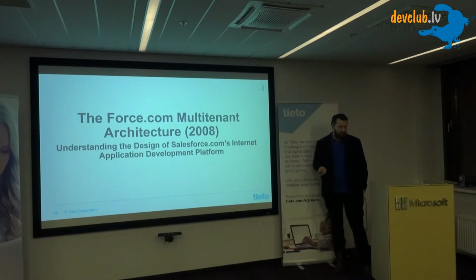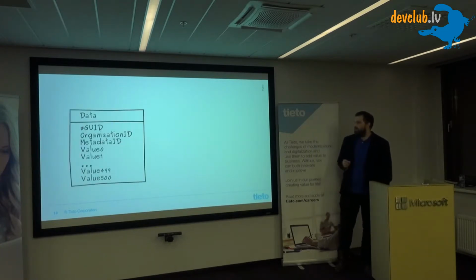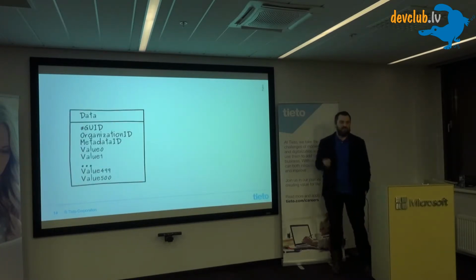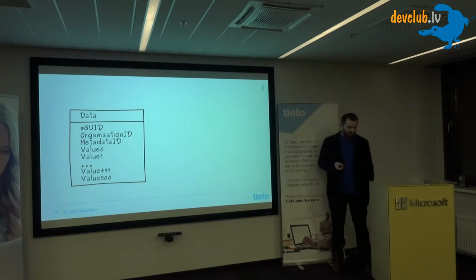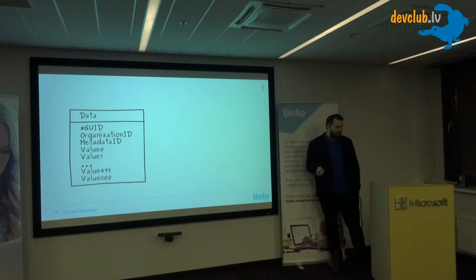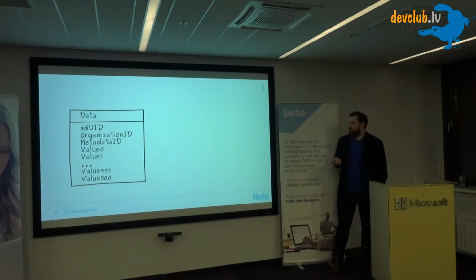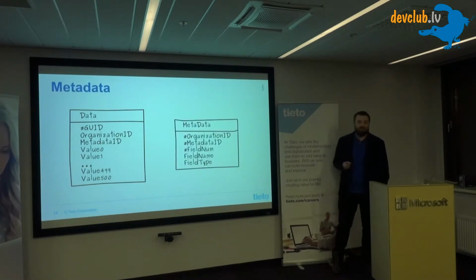So how did they store the data? All data was stored in a single table. It had some global unique ID, an organization ID to which the data belonged, and then they had like 501 value fields. We know that this leads to a complete nightmare. So how do they manage it? And the key to that is metadata.